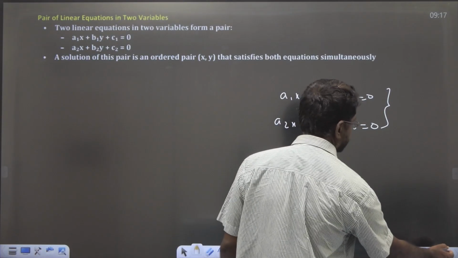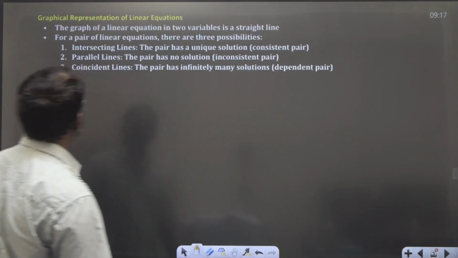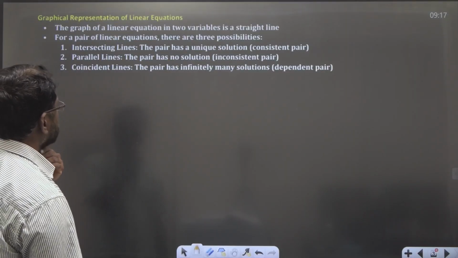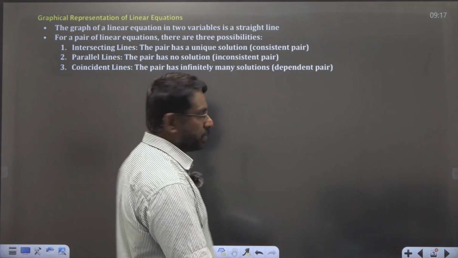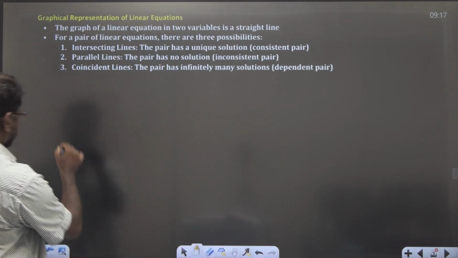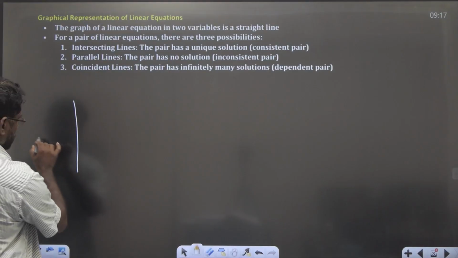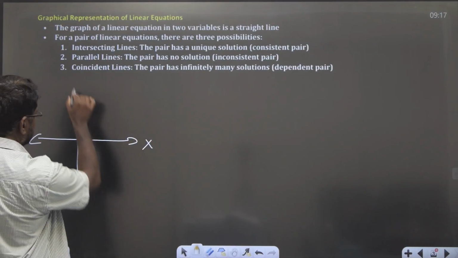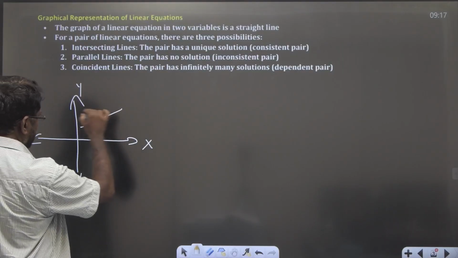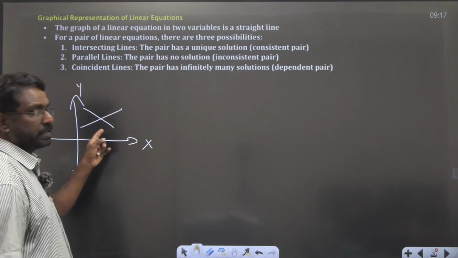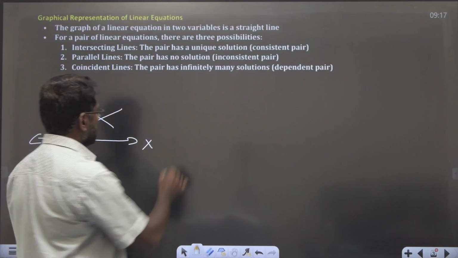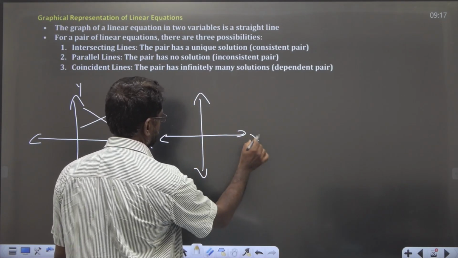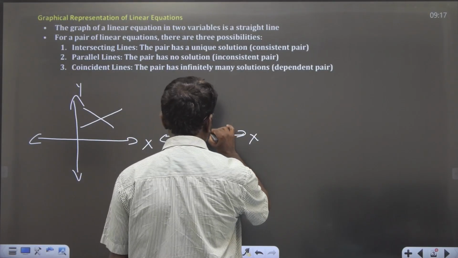Next is graphical representation of linear equations. Look here, I can explain it. When we try to draw the graph of two lines, suppose that it can be like this. This is called intersecting lines. Or we can see that the two lines are parallel like this.